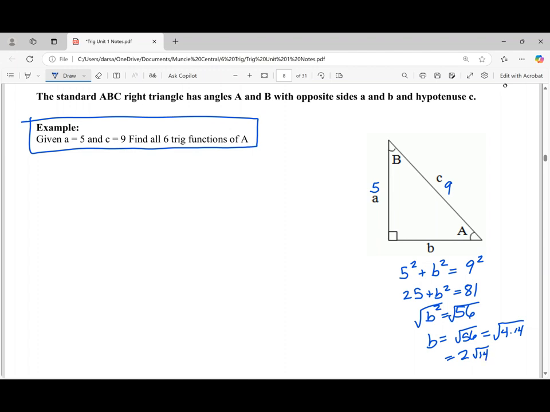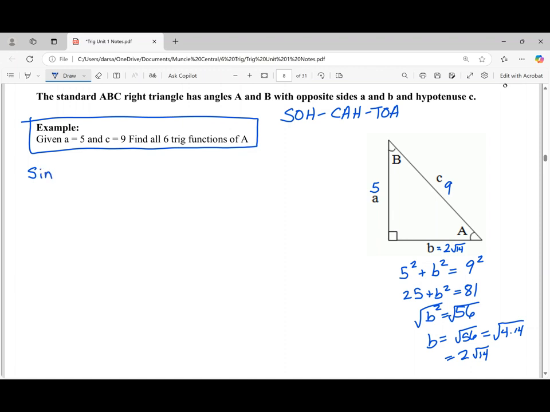So remember, go back and look at some of the reviews if you don't remember how to simplify that, or use your calculator to do that simplification. So side b is going to be 2 square root of 14, and we can put that in there as our third side. Once we have the sides labeled, now we need to go back to our SOHCAHTOA. I would like everyone to write this down until we get really good at it. SOHCAHTOA. That's how we have to remember to do these.